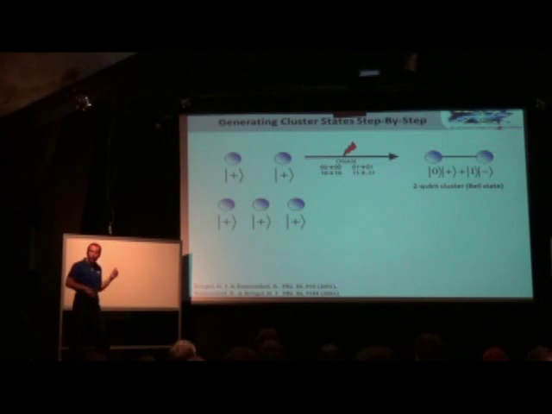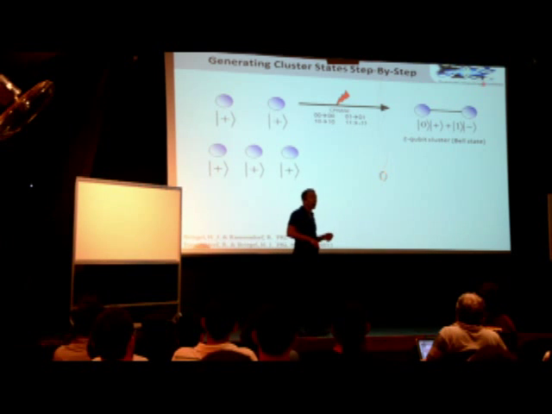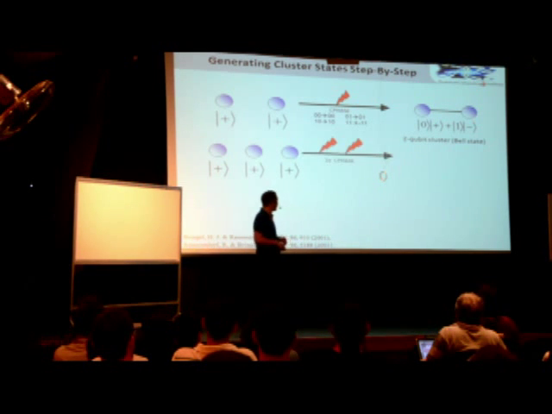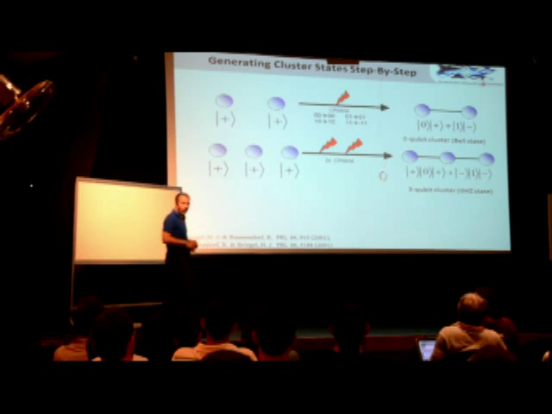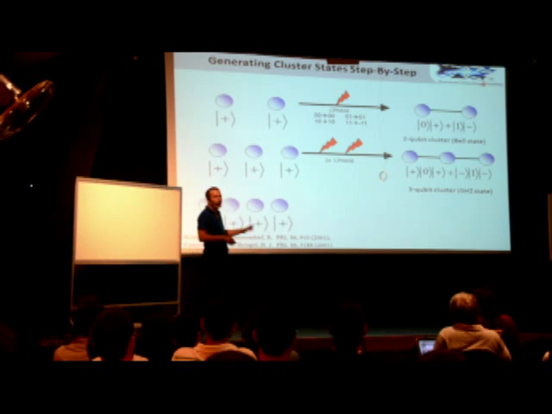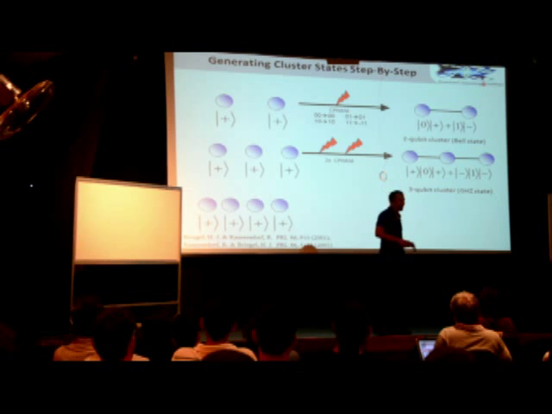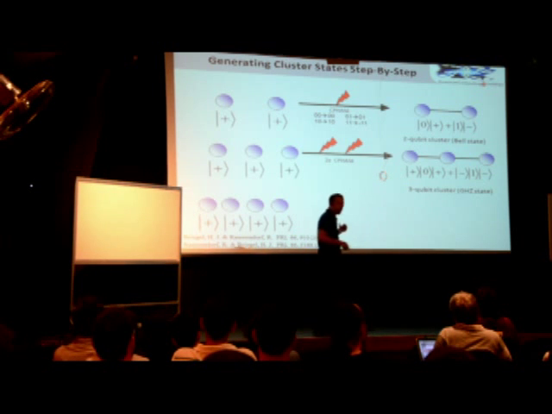Okay, what happens if you have three qubits and you apply two C-phases among them? What do you get then? Very good. Precisely. So what happens if you have four? It's the last line. So which class is that?